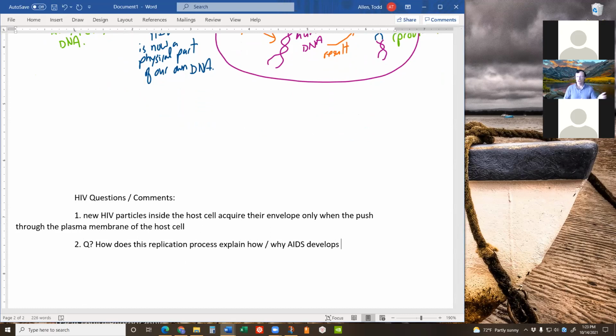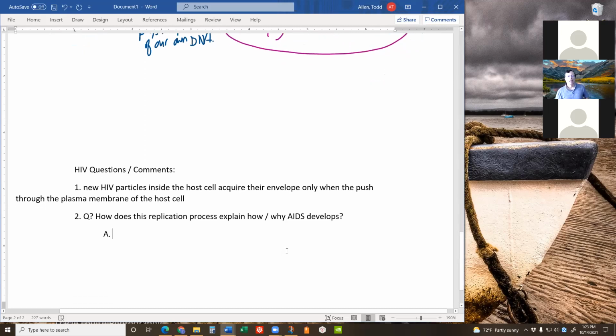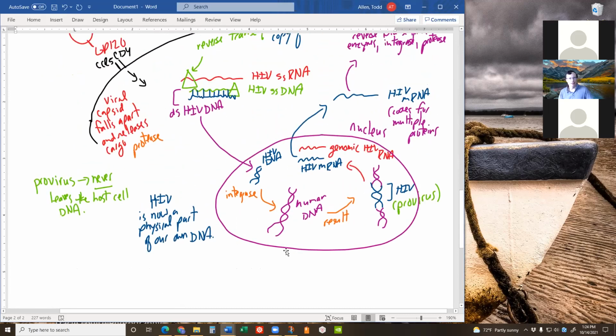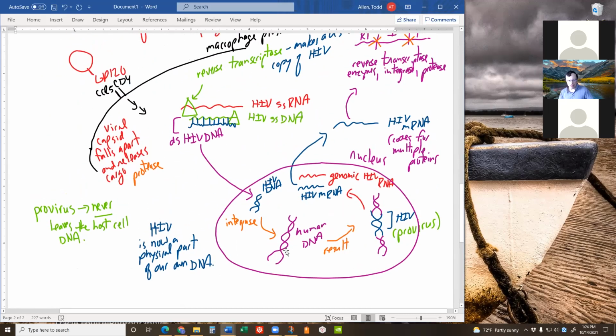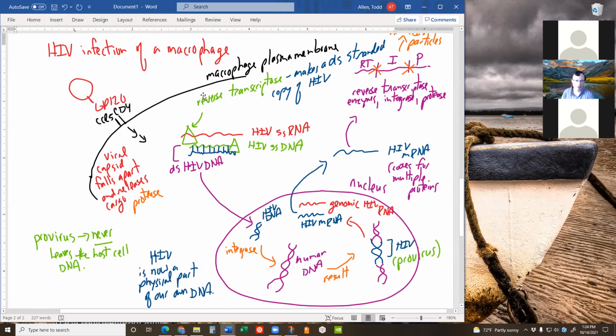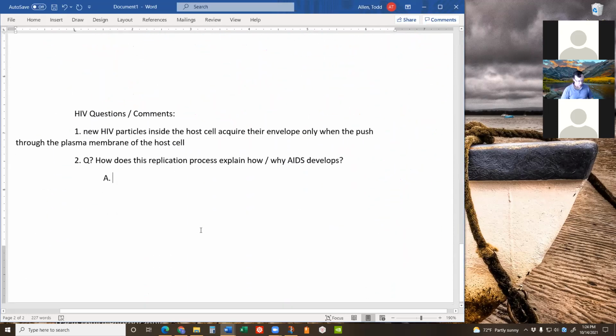Okay, how does this replication process explain how and or why AIDS develops? Well, here's the basic idea, folks. The reverse transcriptase enzyme, which I've written in green up here, is extremely error prone. It tends to make mistakes, okay? So that's the first thing.